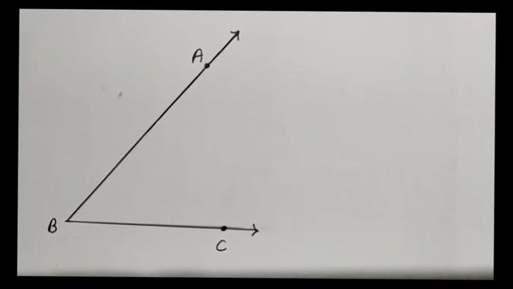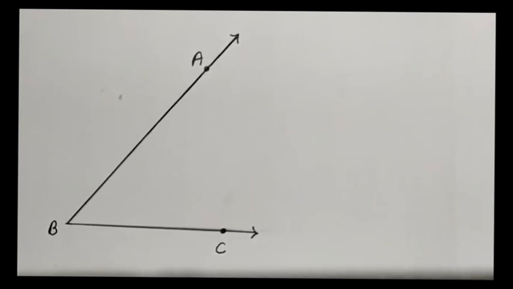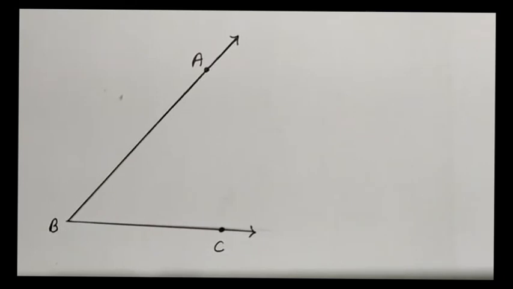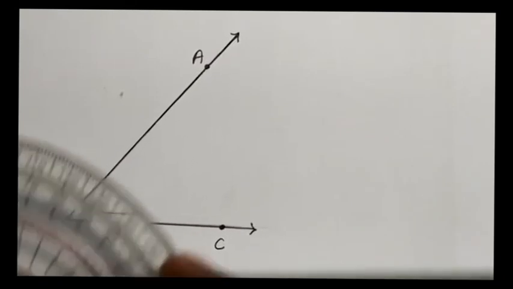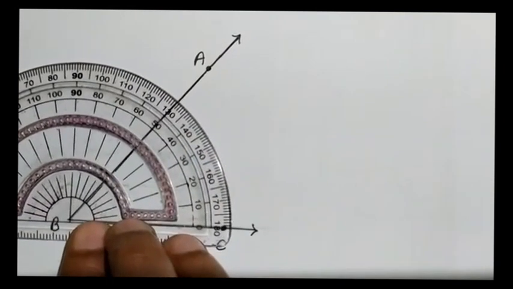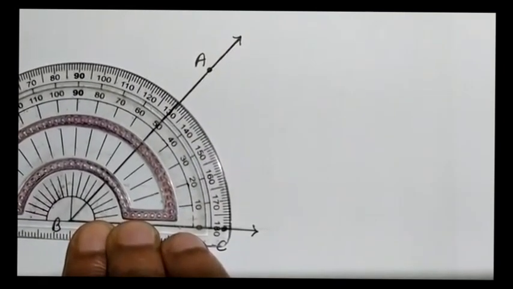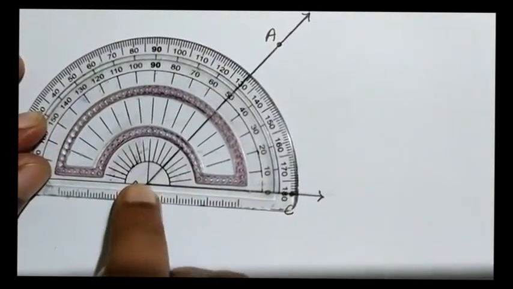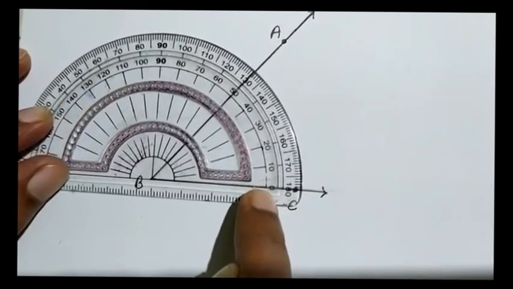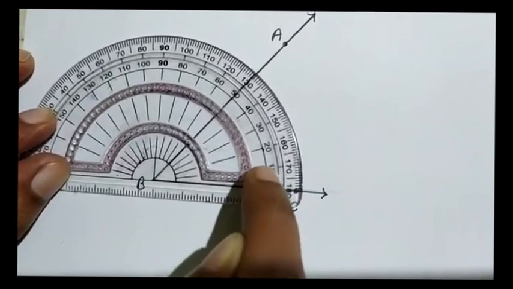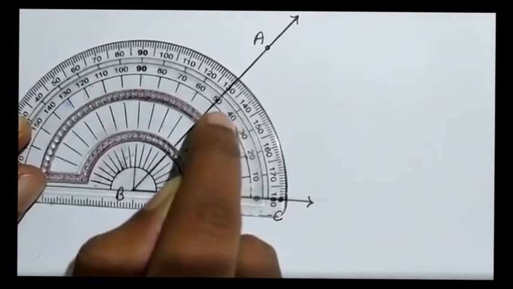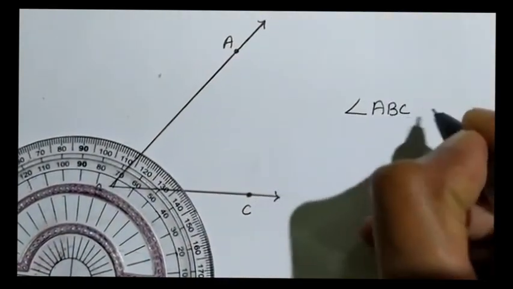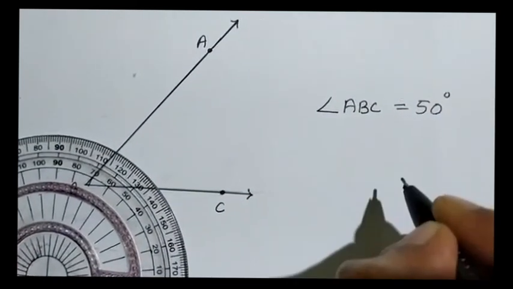Now let us measure angle ABC. First step, you have to place the protractor in such a way that the center of the protractor coincides with the vertex of the angle. Like this you have to put. Then you have to note down the measure. Here you have to use the inner scale. Starting from 0, 0, 10, 20, 30, 40, 50. So we got angle ABC equal to 50 degree.